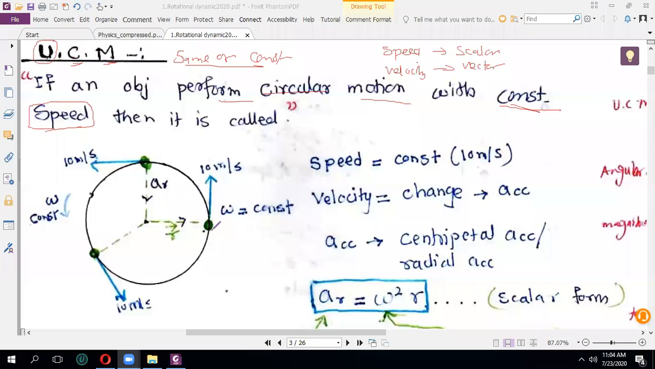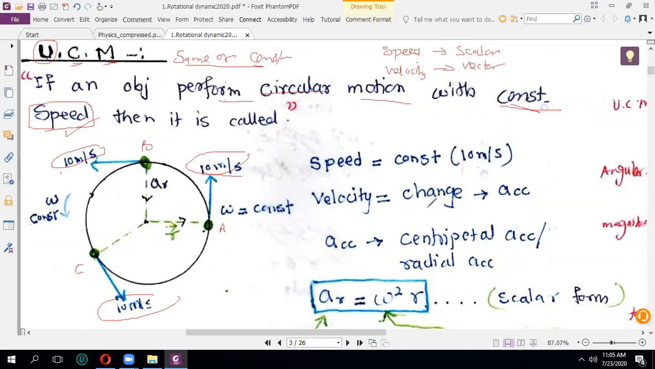Now take UCM. Suppose an object is here. Its speed is 10 meter per second. After some interval of time, it reaches position B. Now its direction is toward the left-hand side and its speed is again the same. Then it reaches position C after a few moments. Again its speed is the same. In each place its speed is the same. According to the scalar quantity, its speed is constant.